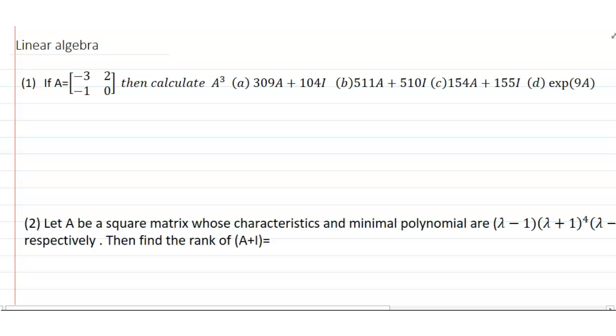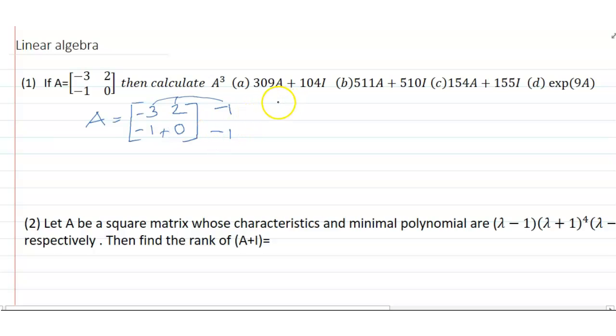Today's discussion is based on linear algebra. So friends, you see that the matrix is A equals -3, 2, -1, 0. And if we add these two elements, then we get +1. Sorry, not +1, the value is -1. And if we add this, then we get -1.